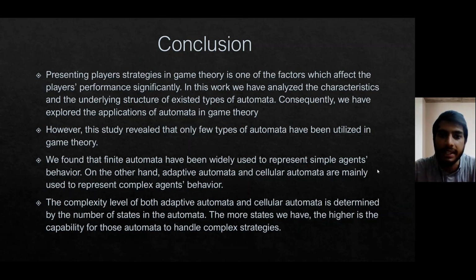However, this study reveals that only a few types of automata have been utilized in game theory. We found that finite automata have been widely used to represent simple agents' behaviors. On the other hand, adaptive automata and cellular automata are mainly used to represent complex agents' behavior. The complexity level of both adaptive and cellular automata is determined by the number of states in the automata. The more complex states we have, the higher the capability for the automata to handle more complex strategies.